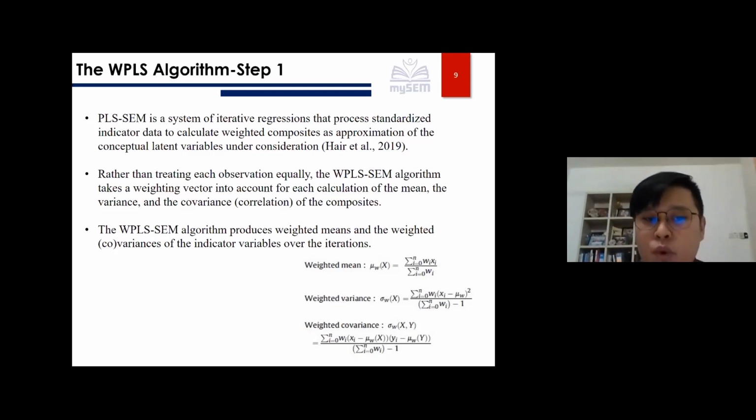How does it create this weighting vector? It creates this weighting vector from the population, a rough number that you know, divided by the sample that you have collected, which are your respondents. You have your population number, roughly, then you divide and get a ratio number. This ratio number is used as the weighting vector. So the WPLS-SEM algorithm produces weighted means and weighted covariances of the indicator variables over several iterations. As you can see, the formula here is weighted mean, weighted variance, and weighted covariance, which will be used for your measurement model as well as your structural model.